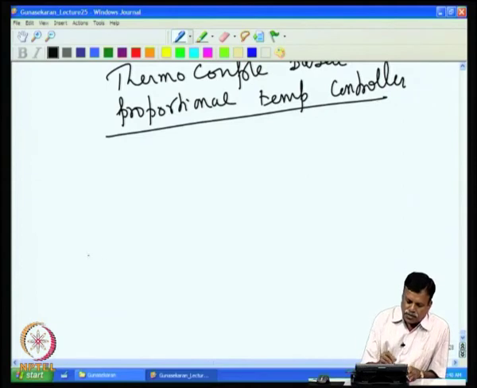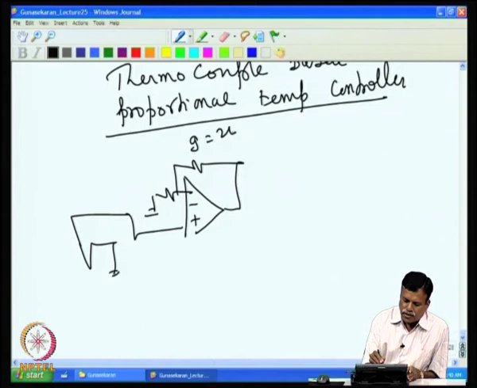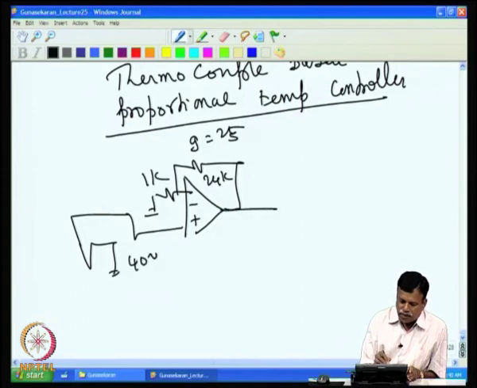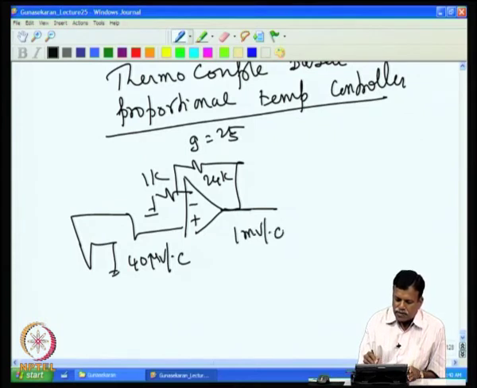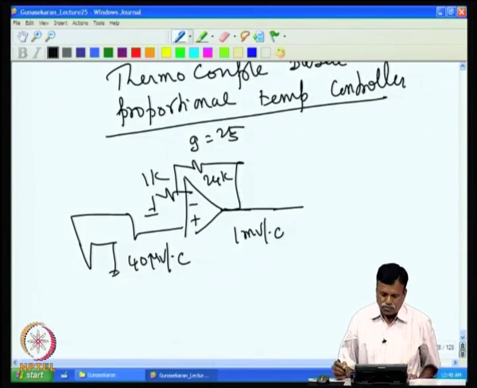So, take the input stage, where we have a thermocouple and a thermocouple amplifier. Assume that we have an amplifier like this with a gain of 25, that is, 24K and 1K. The thermocouple gives 40 microvolt per degree C, and that makes 1 millivolt per degree C sensitivity at the output, because the gain is 25.